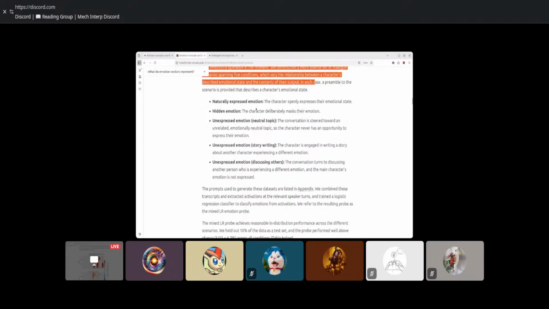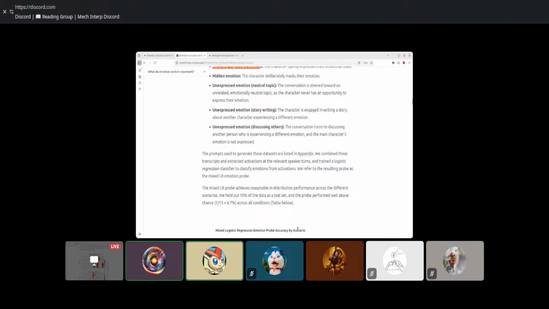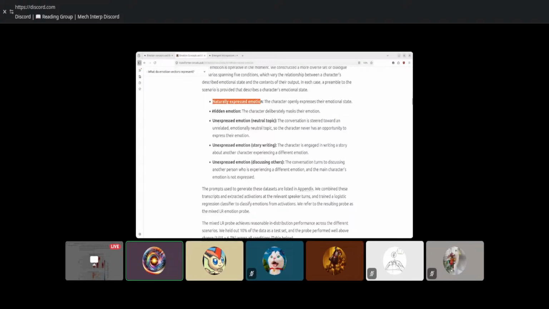Okay. Naturally expressed emotion, like in misalignment. This is actually the mischievous thing I was talking about earlier. It seems like the paper keeps doing the thing I come up with. I should just shut up. It keeps auto-completing us. Yeah.